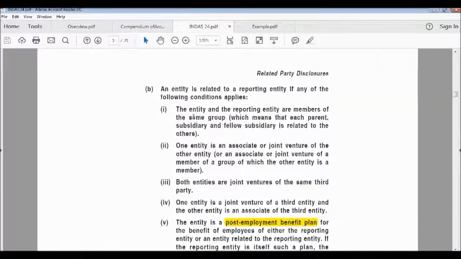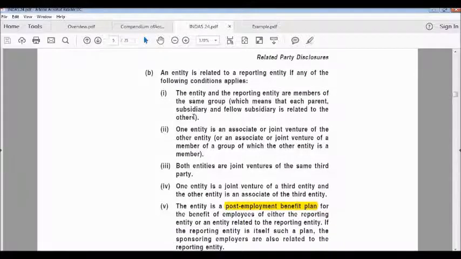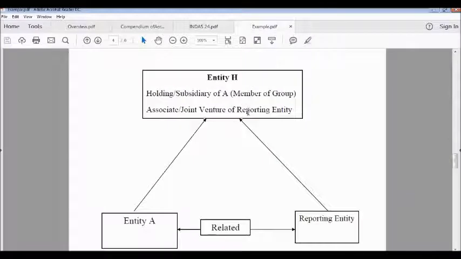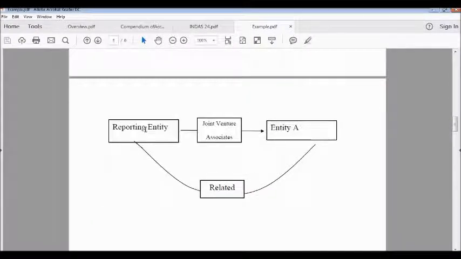Now Ind AS 24 has a lot of coverage regarding joint venture or associate. It says one entity is an associate or joint venture of the other entity. So two entities will be related if one entity is an associate or joint venture of the other entity. Here's an example: a reporting entity is there and then entity A is there. If the reporting enterprise is a joint venture of A, or the reporting entity is an associate of A, then those two will be related to each other.